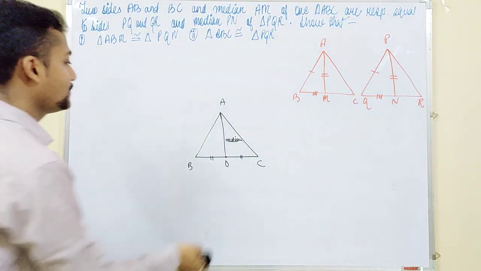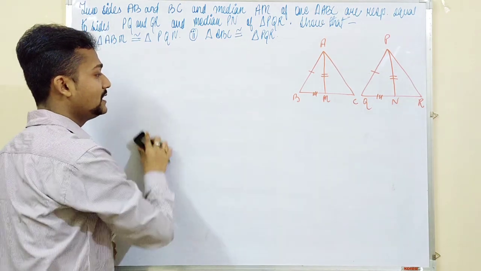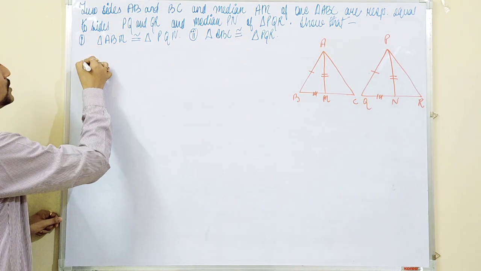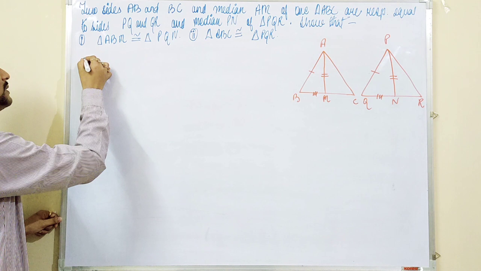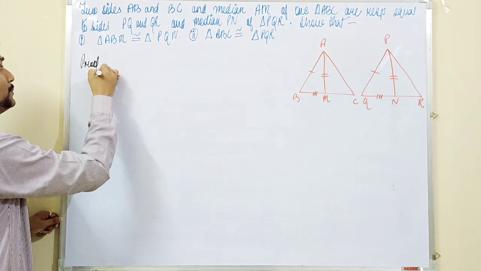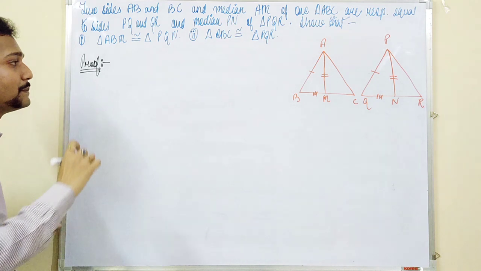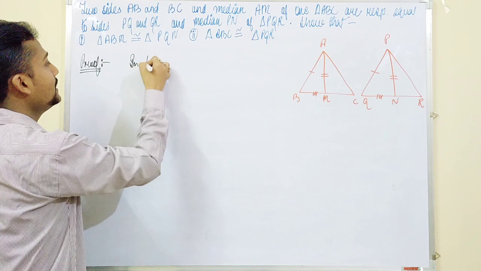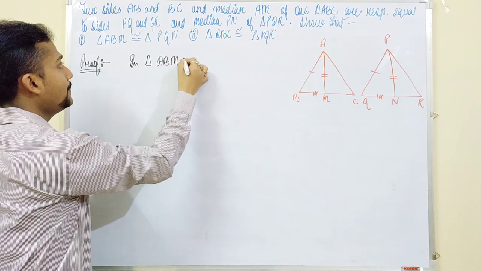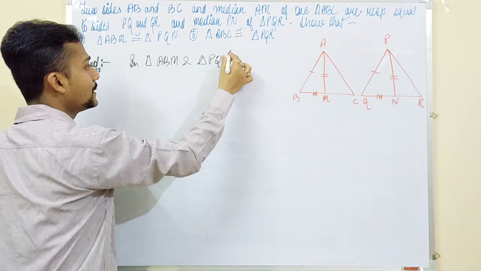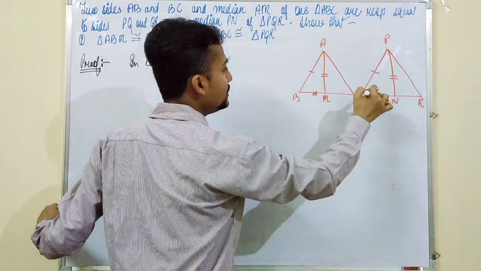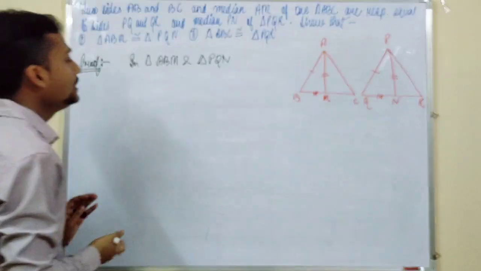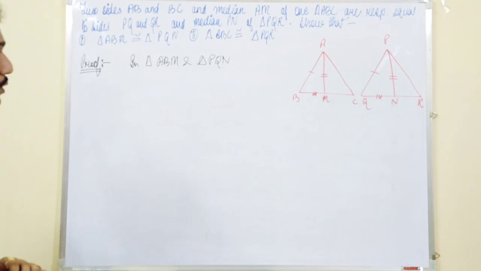So I will drop this part and I will start with the solution. Given, required to prove, I am not going to write that, you will be able to do. So I will directly go with the proof. The proof is very simple, just we have to understand. In triangle ABM and triangle PQM, we have to prove that both the triangles are congruent to one another.